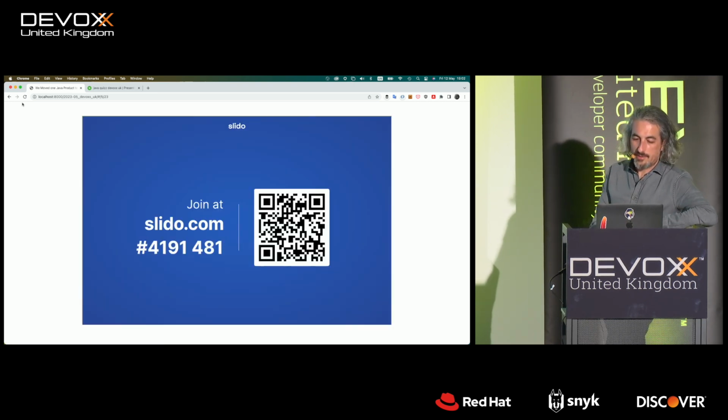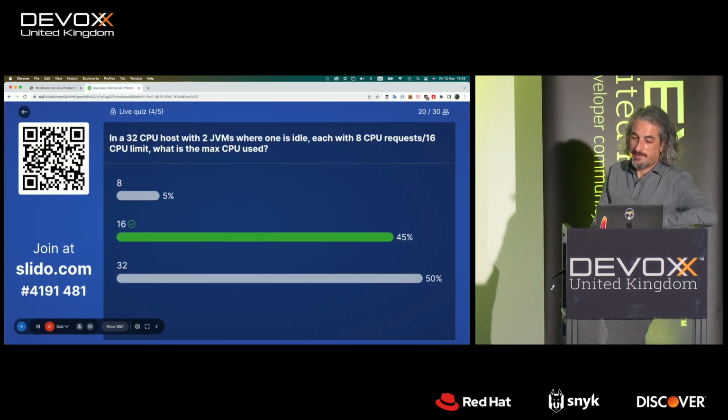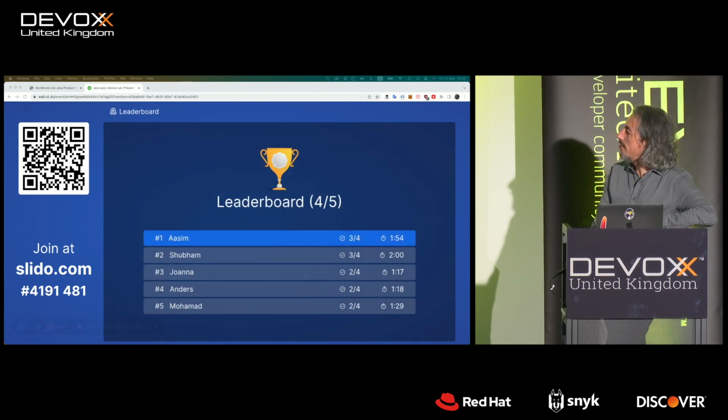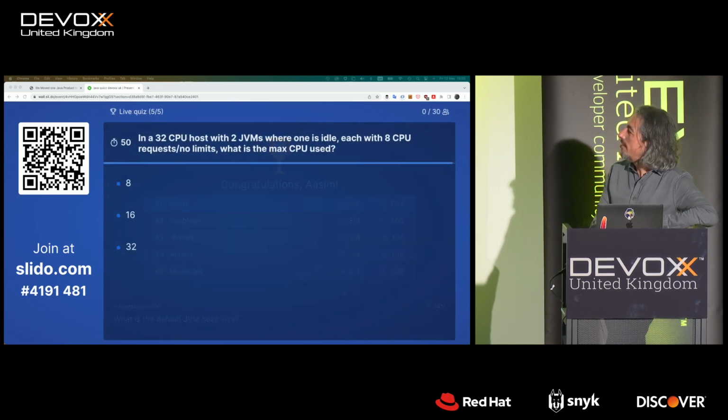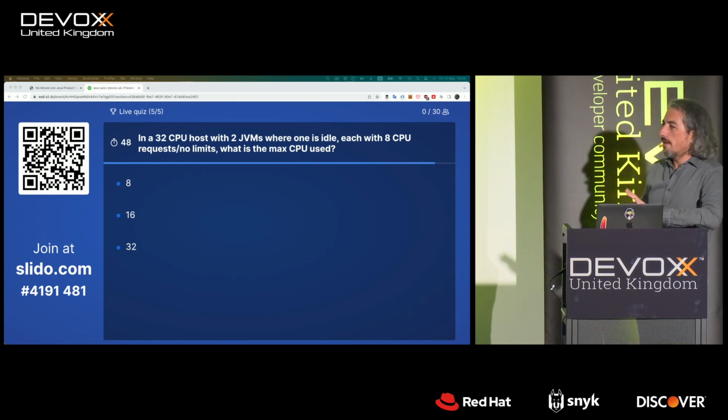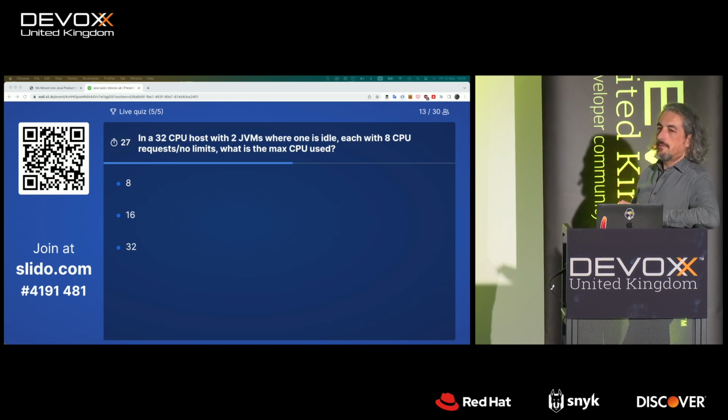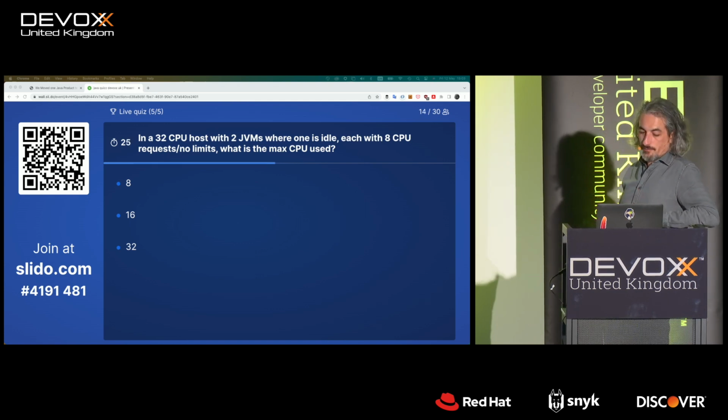And the next question is related to this one. Okay. Leaderboard, Asim. Similar situation, 32 CPU host, 2 JVMs, but in this case, none of them have CPU limits. How much CPU is going to be used? So you have 8 CPU requests, no limits. How much CPU is going to be used on that node when at the maximum level?